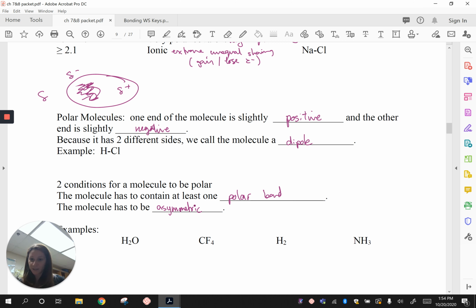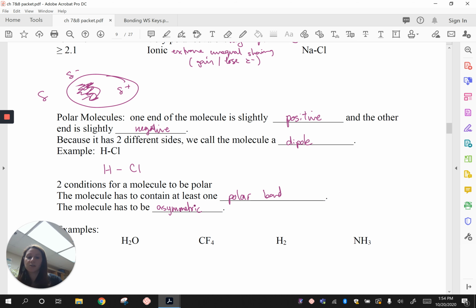To show that a molecule is polar, you can do a couple of things. You can show the partial positives and negatives. And so if you look at hydrogen and chlorine on the periodic table, you'll notice that chlorine is more electronegative.